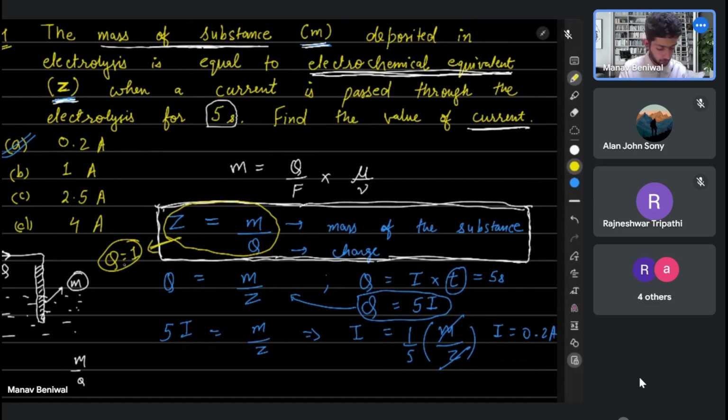So now once you have q is equal to 1 and you have time as 5 seconds, you can simply calculate your current as I is q by t. Correct? So that is what we have done here. Could I explain or should I repeat it again? Here in this equation, the mass deposited and the electrochemical equivalent both are same, so they just cancel out and we are left with 1 over 5. Right? So our current is 0.2 amperes.